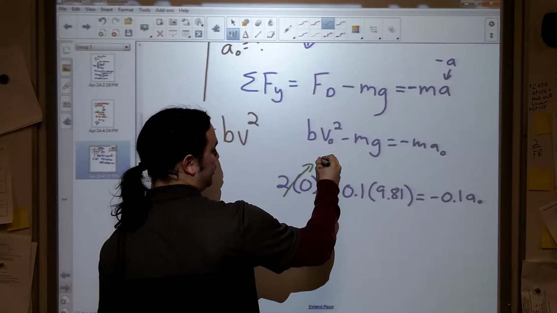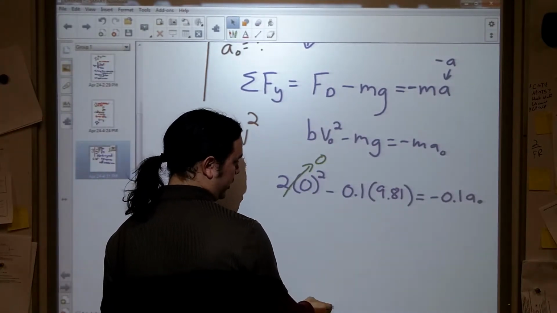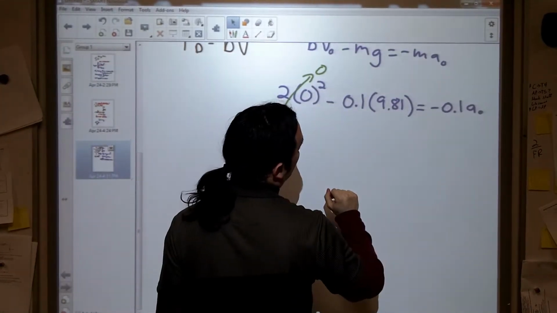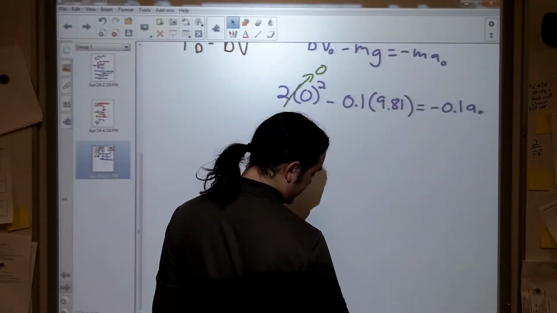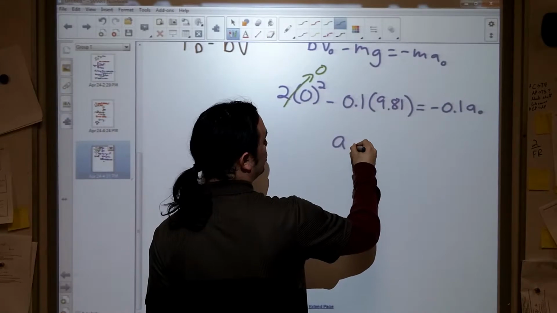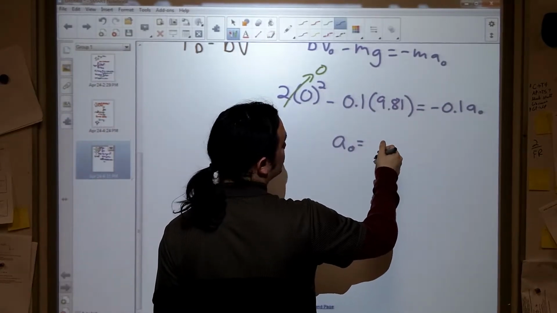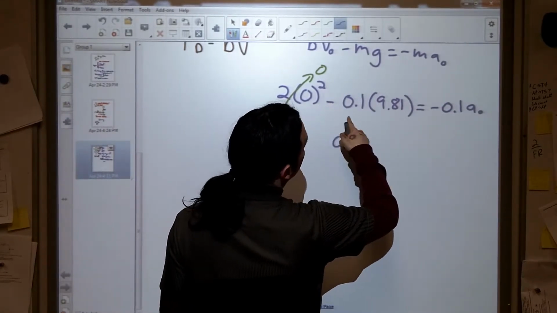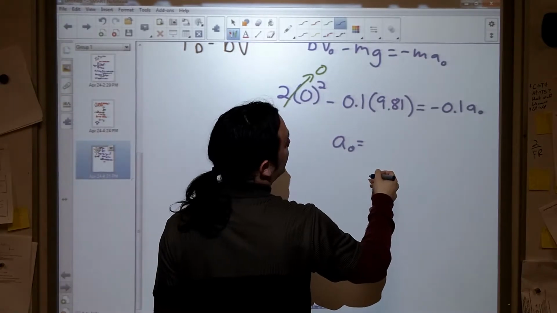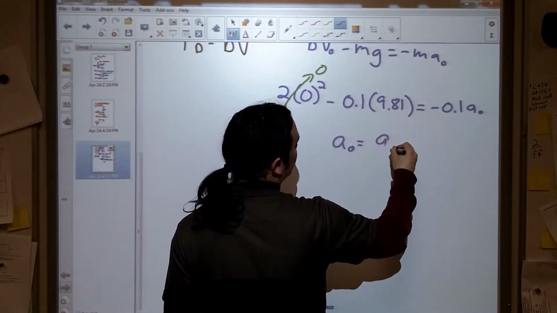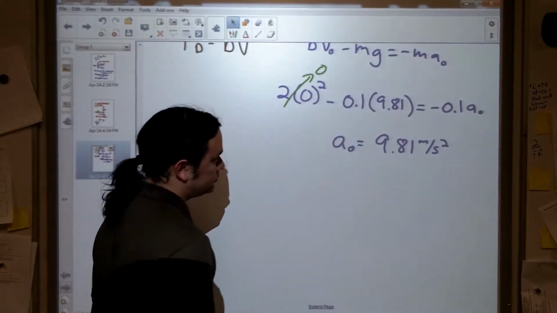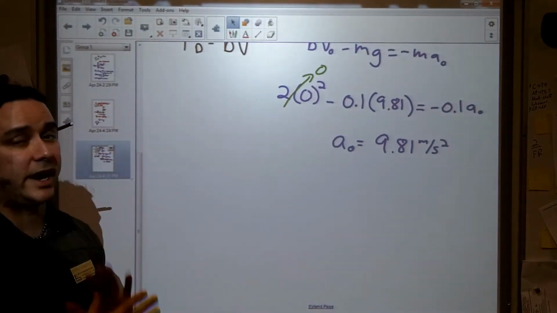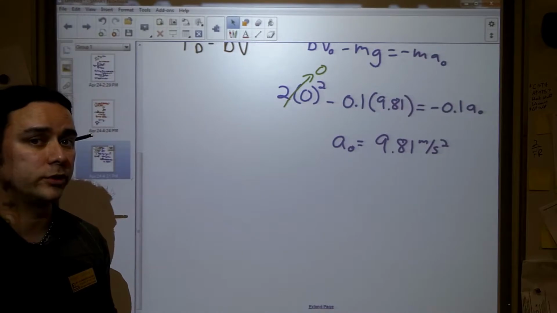Well, this is a whole lot of 0, so we end up with the following. Negative 0.1 times 9.81 equals negative 0.1 times a naught. The magnitude of a naught is going to be equal to, well, I can just divide by negative 0.1, and we end up with 9.81 meters per second squared. Now, it's technically negative 9.81 meters per second squared.